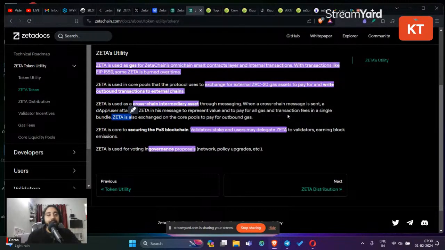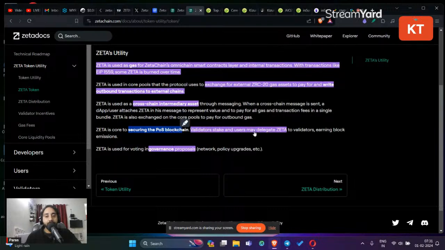So here again, we are using the Zeta token. One is for transactions, one is for gas fee, and the third one is for rewards. Zeta will also be used to reward the validator nodes. Of course, any proof of stake blockchain needs validators, and that's why they will be rewarded using the Zeta token. So here's a third use case. First is the gas fee, second is the transaction, third is to pay the rewards, reward distribution. You can read here: Zeta is a core part of securing the POS blockchain.